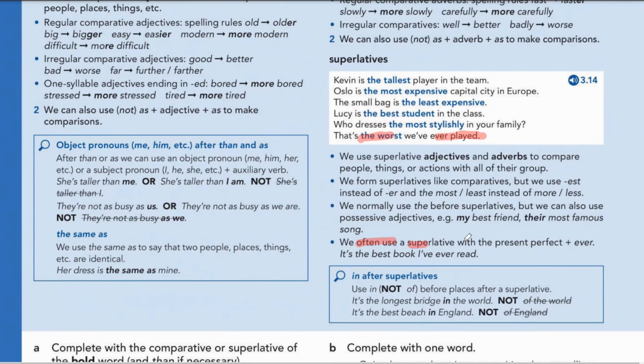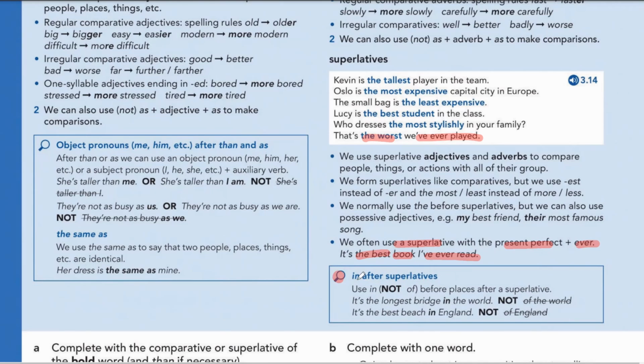Okay, so we often use superlative with the present perfect and ever. This is another piece of information we should know. It is the best book I've ever read. This is the worst we've ever played. This is the most delicious food I have ever tried in my life. He is the friendliest person I have ever met in my life. So with present perfect and ever, we use the superlative, guys. This is important information.